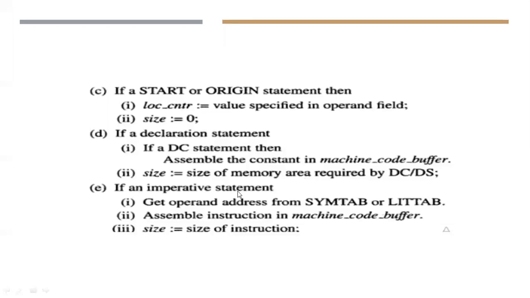Next is if an imperative statement is there. Now, if an imperative statement is there, get the operand address from the symbol table. Now you know the symbol table is already generated using pass1. And if it is a literal, then get the address from the literal table. Assemble the instruction in the machine code buffer and increment LC with the size required for that particular instruction.